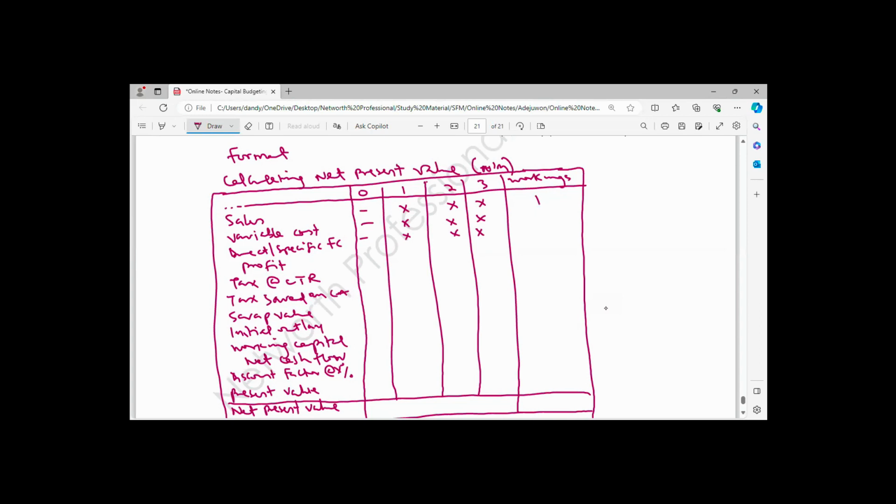You go back to the question. Do you have variable cost? If yes, is there any inflation on variable cost? If yes, then you inflate the variable cost per unit. Multiply with number of units produced. Then you come and post. That's your working number two.